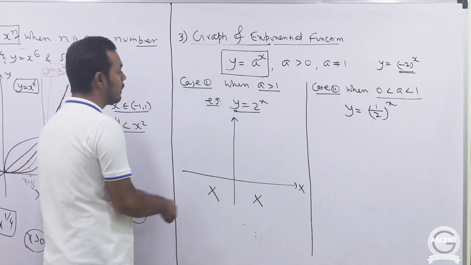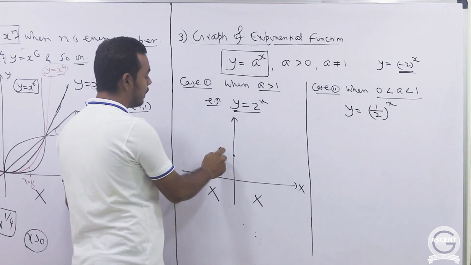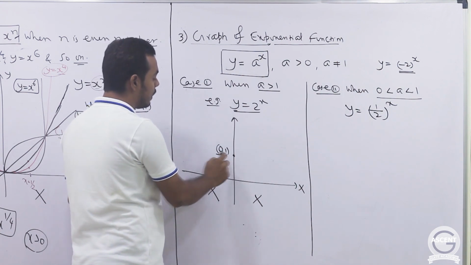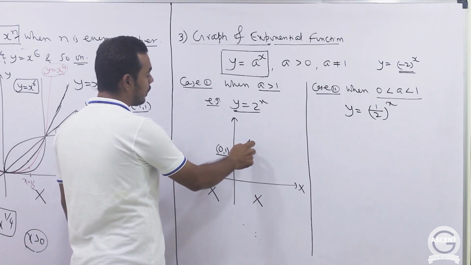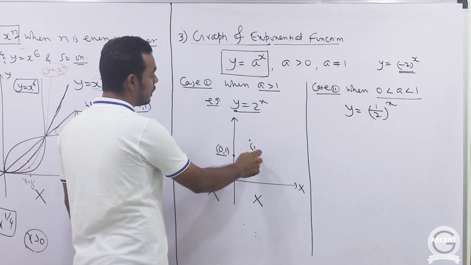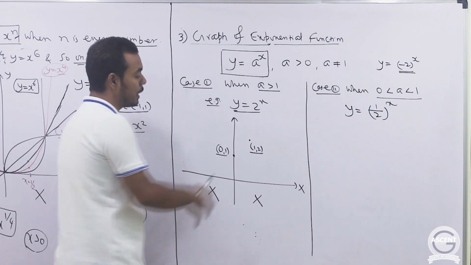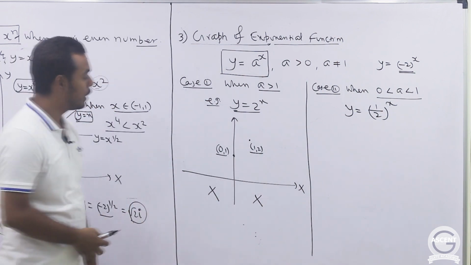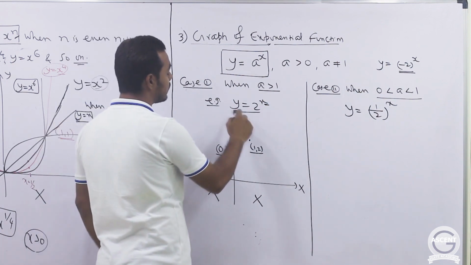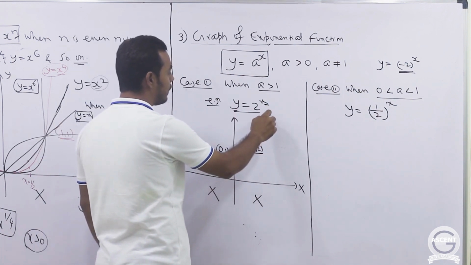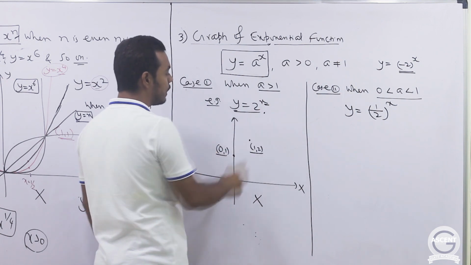Now you can see that when x is 0, the value of y is 1. When x is 1, the value of y is 2, so this point will be (1, 2). I'm drawing the graph from this very basic concept: take different values of x, take the corresponding value of y, plot the points, and join those points. Similarly, when x is 2, y will be 4. So when x increases by 1 unit, y doubles. So you will get a point here.